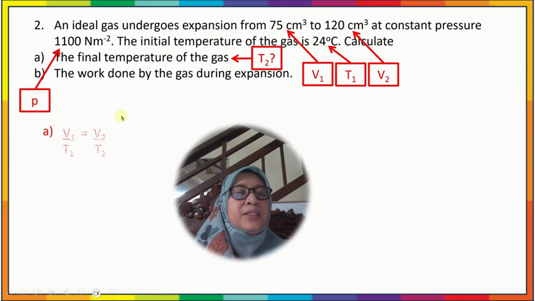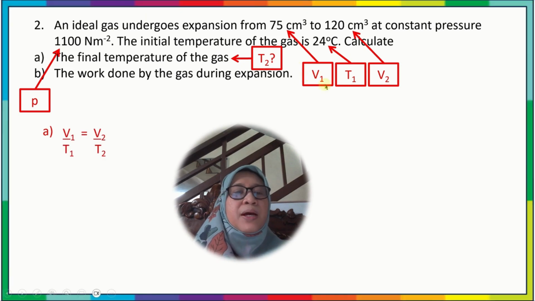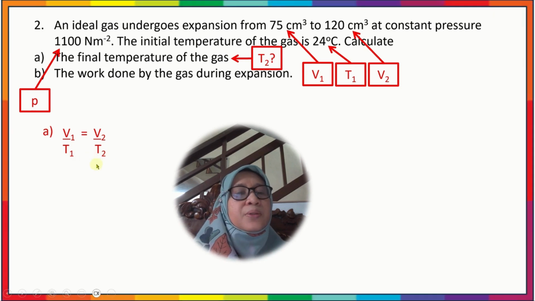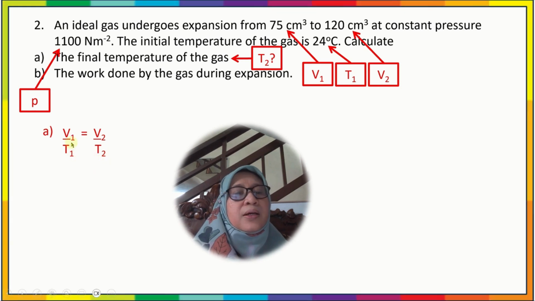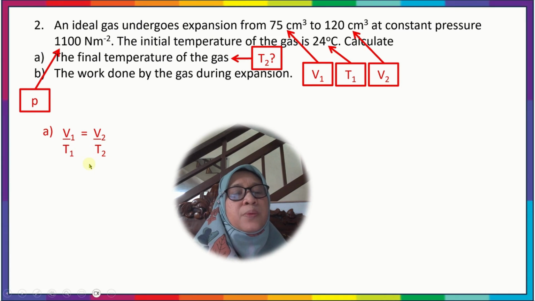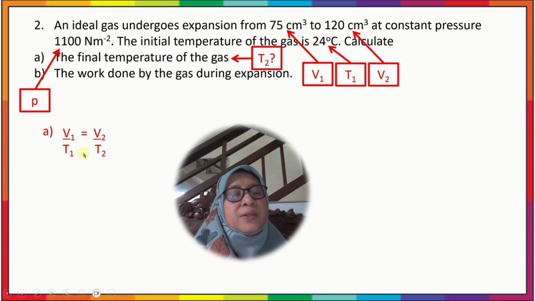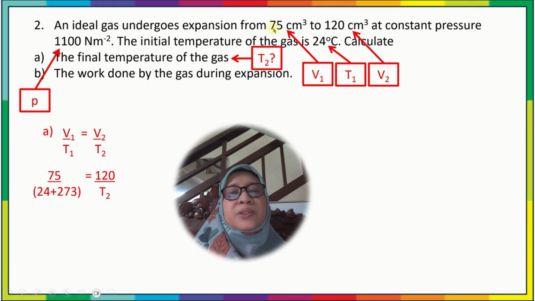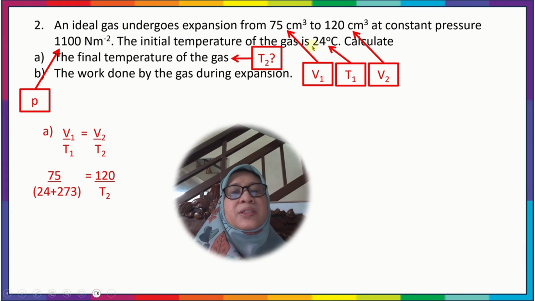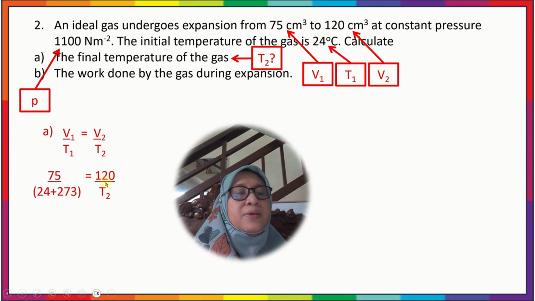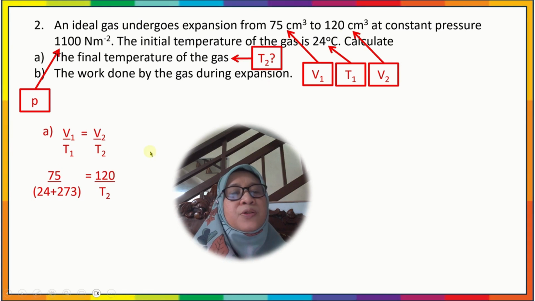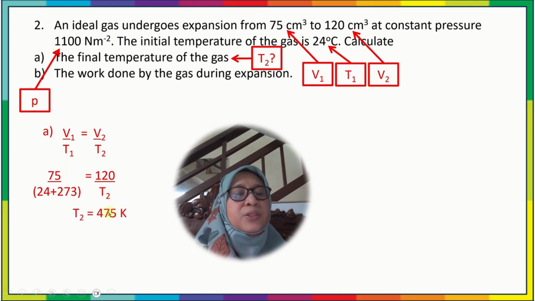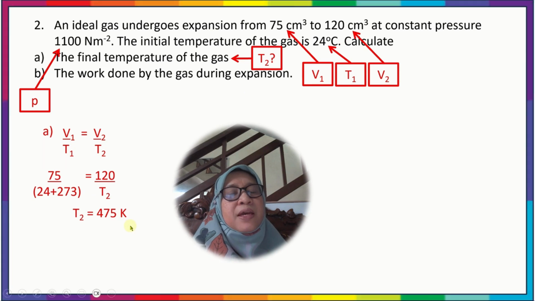For question A, we can use V1 over T1 equals V2 over T2. Or you can use PV equals nRT, form two equations, then use the ratio. Let's use V1 over T1 equals V2 over T2. You substitute 75, with temperature converted to Kelvin, then 120 is the volume, and we are going to find temperature 2. The answer is 475 Kelvin.